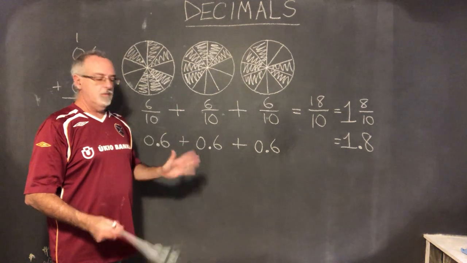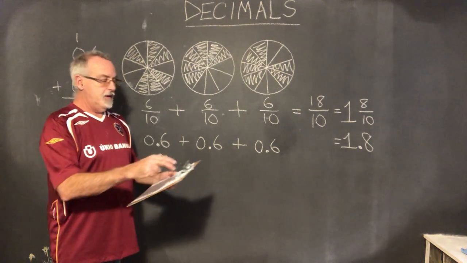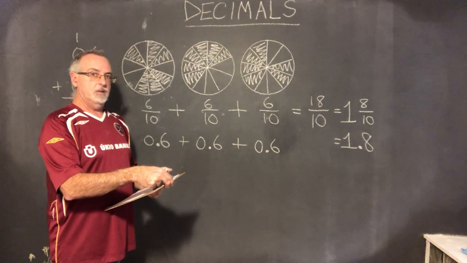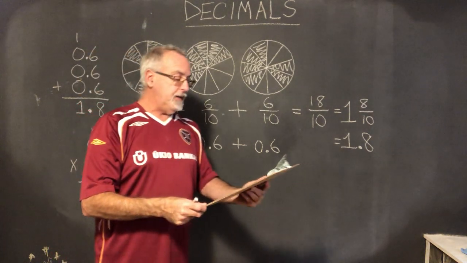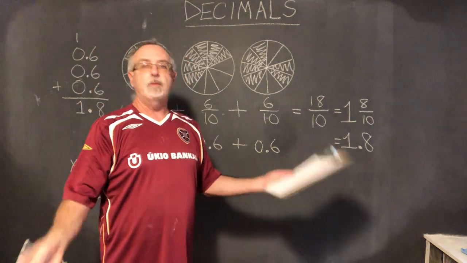Even Doug won't go that far. I'm going to order two pizzas. Okay, enough about pizza. Let's do some more multiplying of decimals.